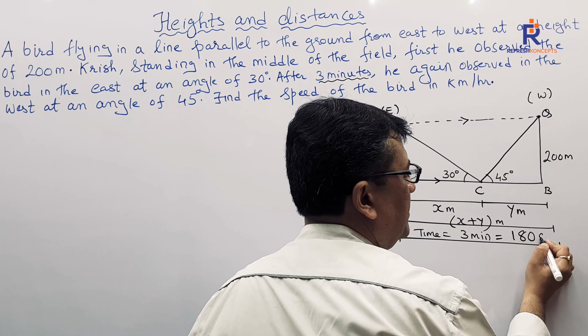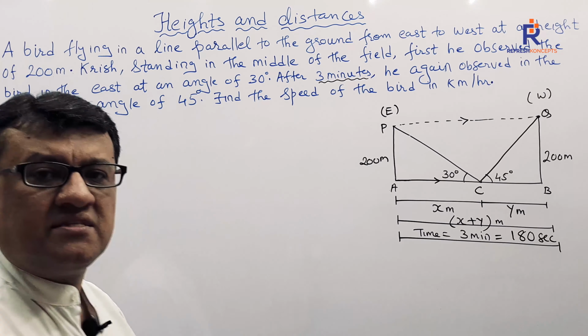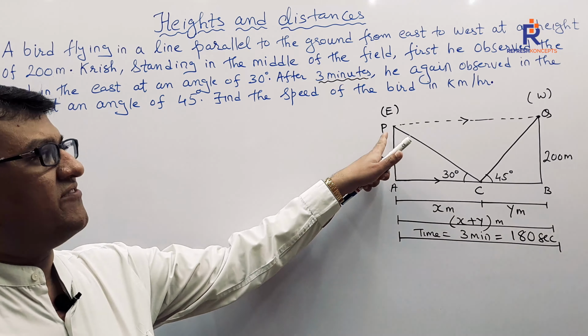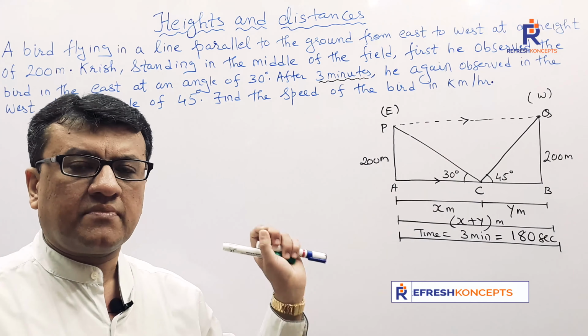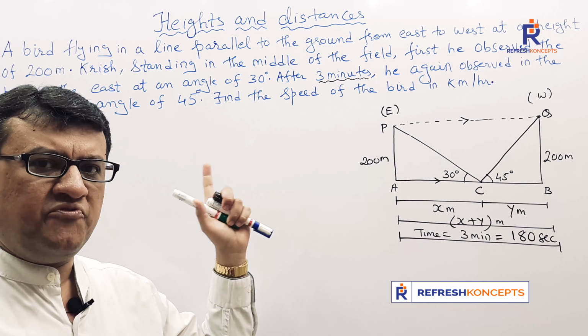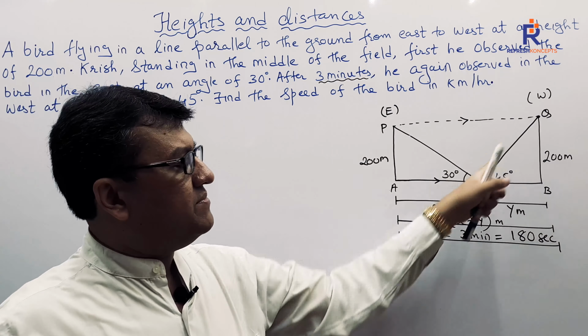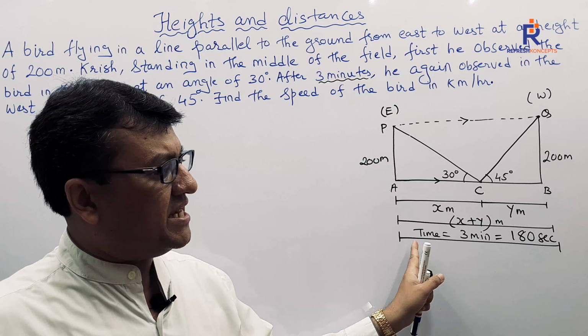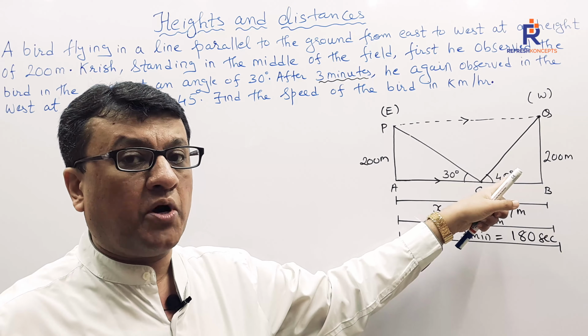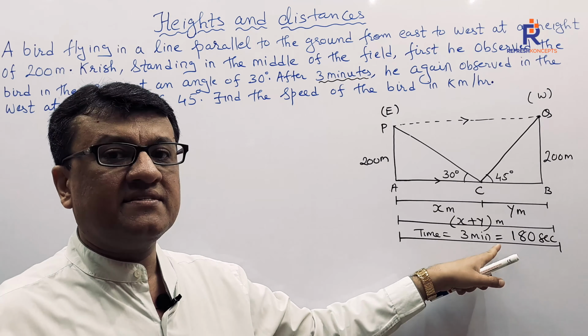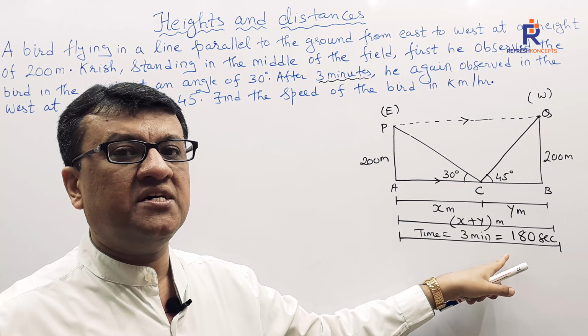Can I say this is 180 seconds? The time frame is 180 seconds in order to travel from P to Q. Any doubt, children? Shall we move further? What exactly is this? The total distance traversed by the bird is x plus y meter. The total time taken by the bird from east to west, that is from point P to point Q, is 180 seconds. We need to find out the speed of the bird.